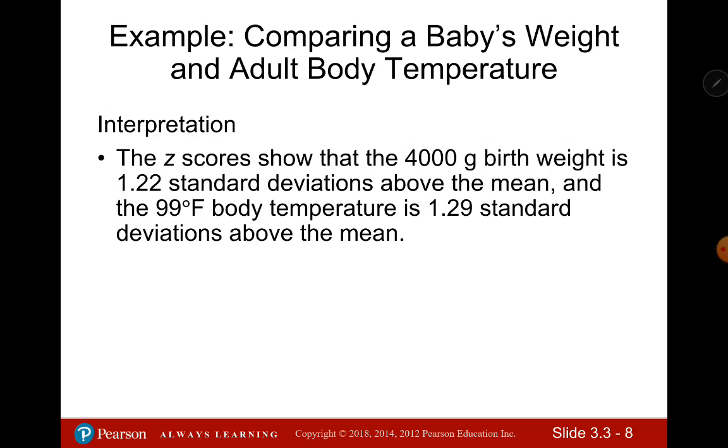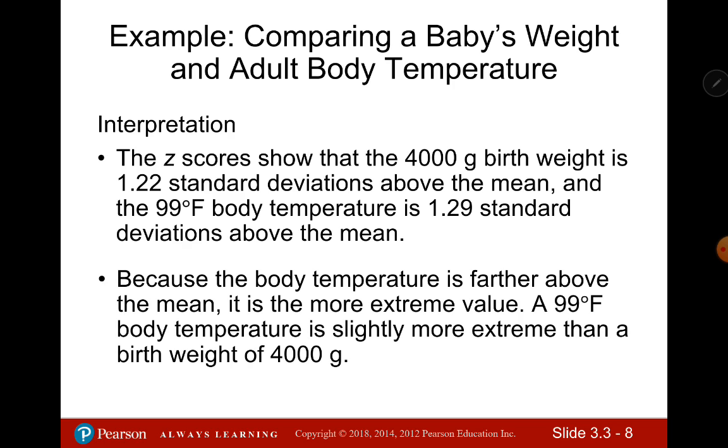By the definition, 1.22 for the first value means that value is 1.22 standard deviations above the mean because it's a positive value, right? For the second value, 99 degrees, it's 1.29 above the mean, also above the mean because it's positive. So we only need to focus on the numbers, 1.22 and 1.29. Of course, 1.29 corresponds to 99 degrees. So a 99 degree body temperature is more extreme than a birth weight of 4,000 grams.